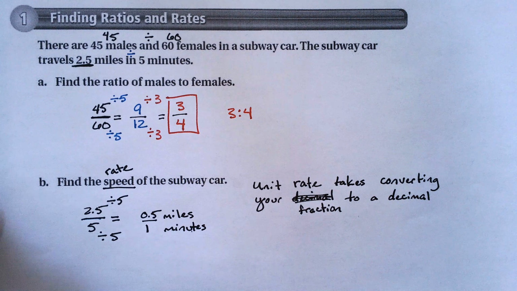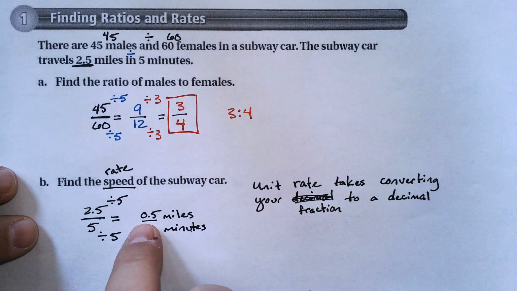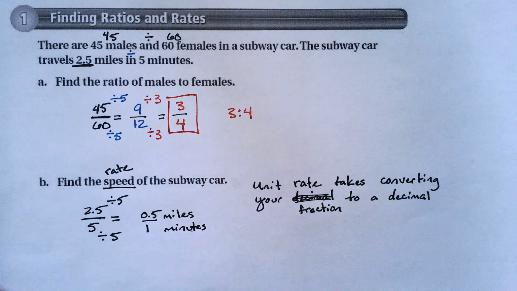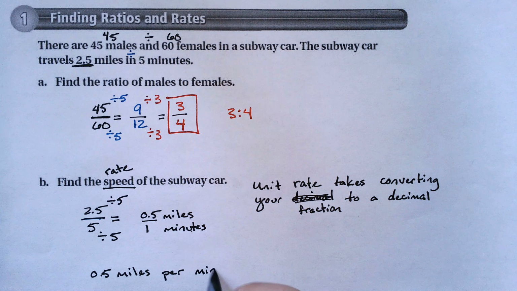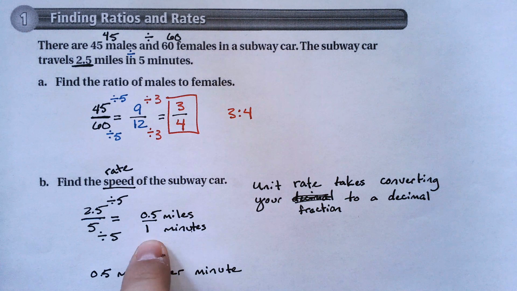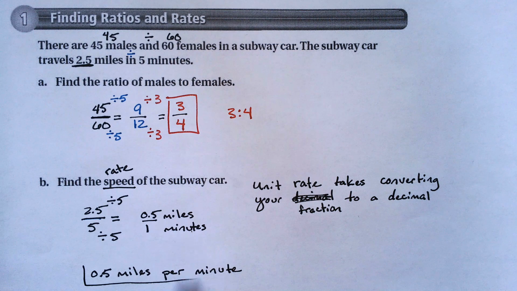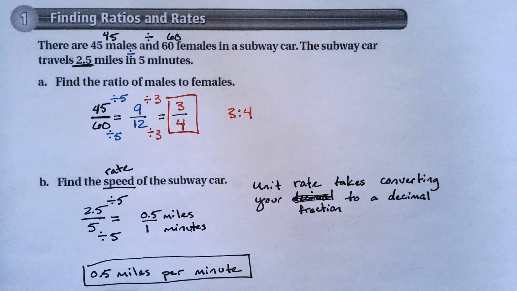So what I do now is I kind of translate. I just put it into a sentence. I take the same idea where what's in my numerator is going to be on the left, so it's the first thing I write. So the speed of the subway car is 0.5 miles per minute. And I can abbreviate that because minute is singular, therefore it means 1 minute. So I don't have to write this number 1. I just have to know that it's per minute or per 1 minute. And that would be my answer. That's my speed, 0.5 miles per minute.